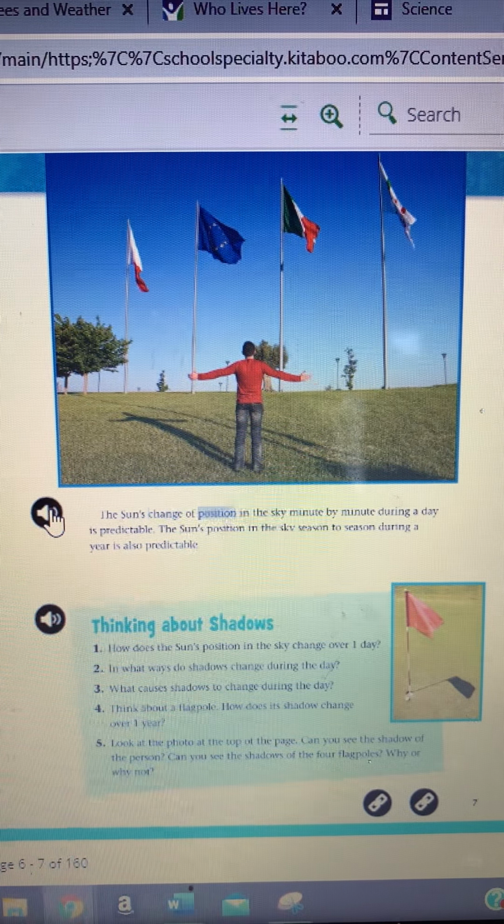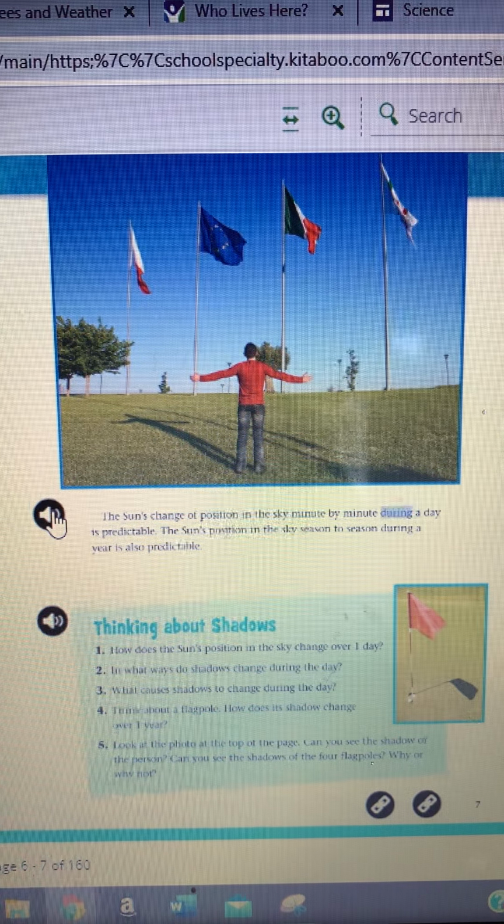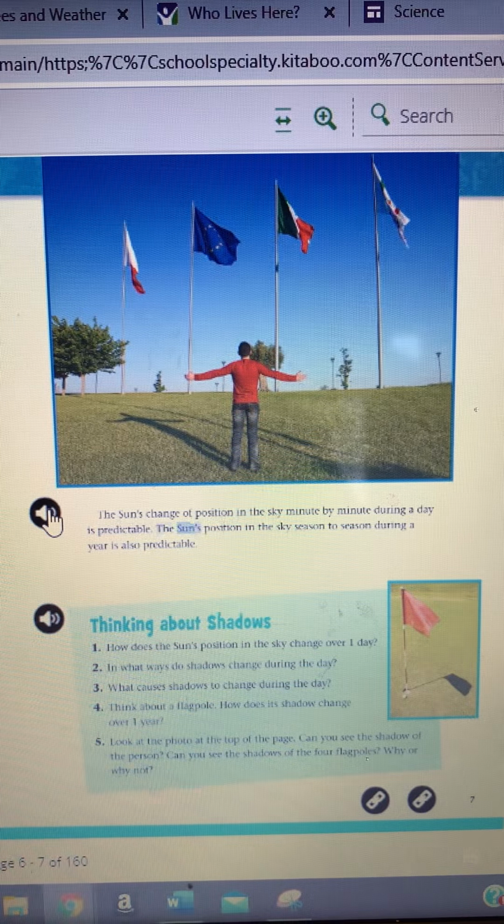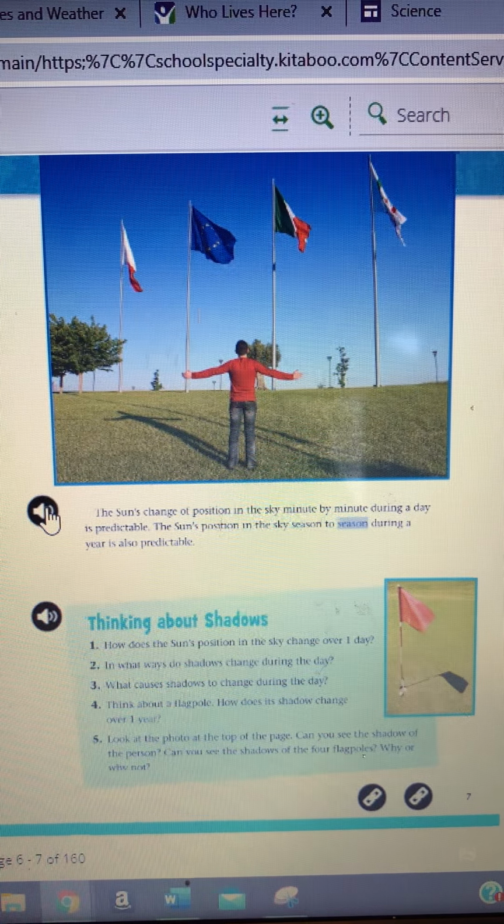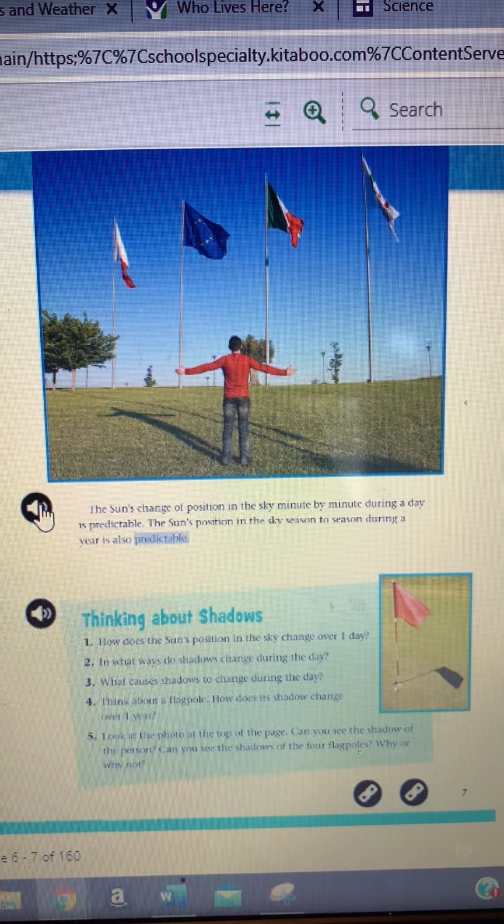The sun's change of position in the sky minute by minute during a day is predictable. The sun's position in the sky season to season during a year is also predictable.